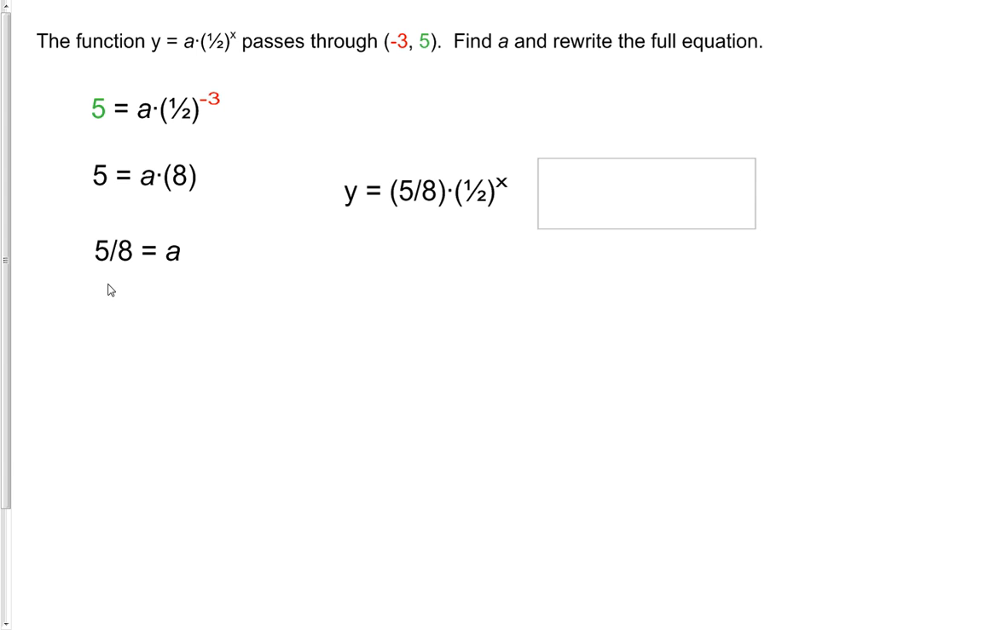Important thing to remember here is that 5/8 is out front. We put the parentheses on it here, and you'd have to do the same if you were typing this into a calculator. And the 1/2 term is what's being raised to the x power. The 5/8 is not being raised to a power. It's just a coefficient out front.